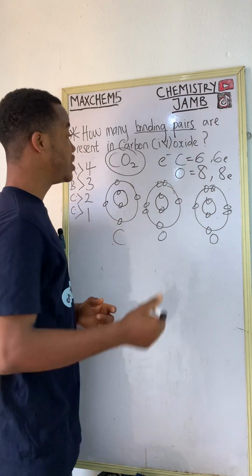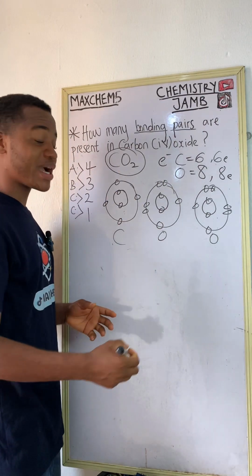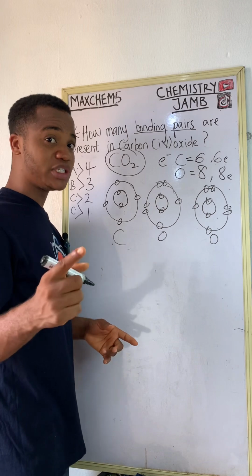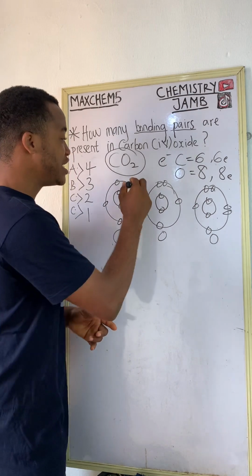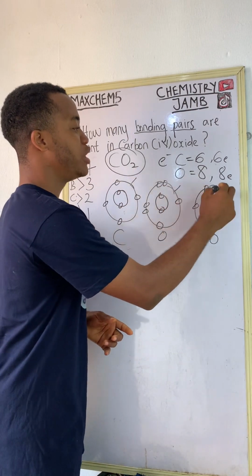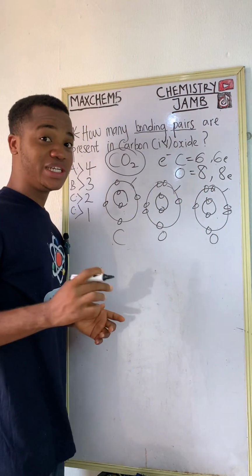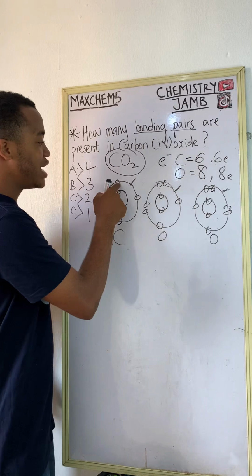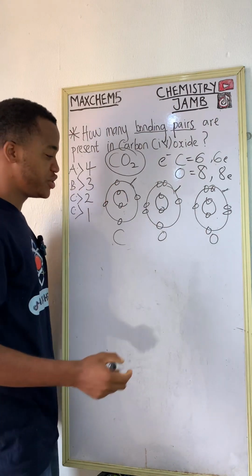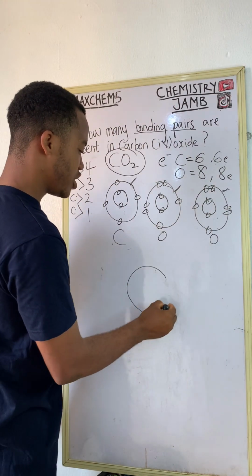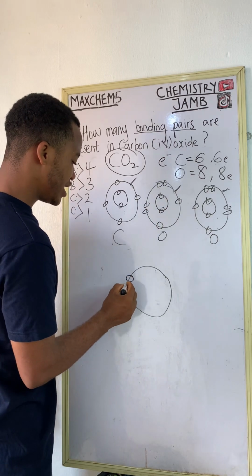So the central atom is carbon. So I'm going to be drawing carbon first. And don't forget, this is bonding. I'm going to be using only the valence shell. When I talk about the valence shell, I mean the outermost shell. I will not be drawing the innermost shell again because we don't need it in bonding. Remember, carbon has how many valence electrons? 4 valence electrons. So I'm going to be drawing carbon here with its 4 valence electrons.